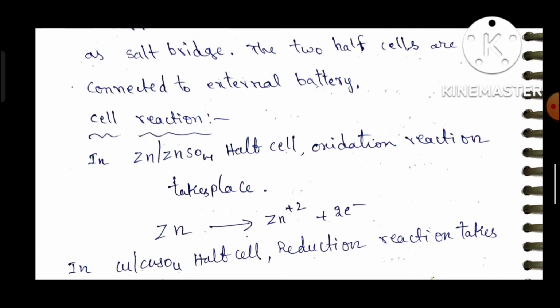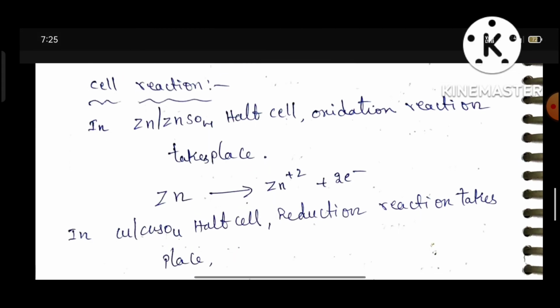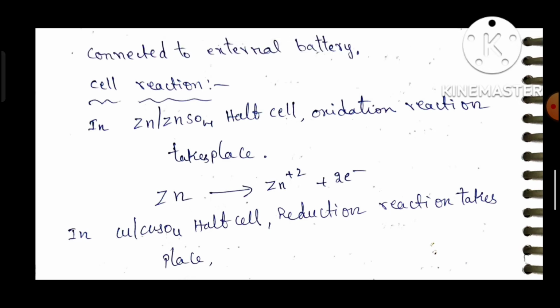When we connect the battery, the chemical reactions take place. The left hand side half cell acts as the anode. At the anode the oxidation reaction takes place. What do you mean by oxidation reaction? Oxidation means loss of electrons, or addition of oxygen atoms, or removal of hydrogen atoms.